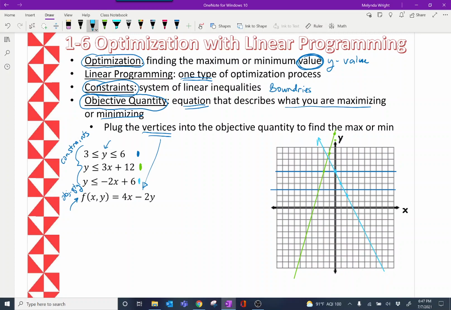All right, and so for this one, we also want to be underneath. We need to be under the green one, under the light blue one, and between the two dark blue ones, which gives us this area right in here. Okay, this is our area of interest.